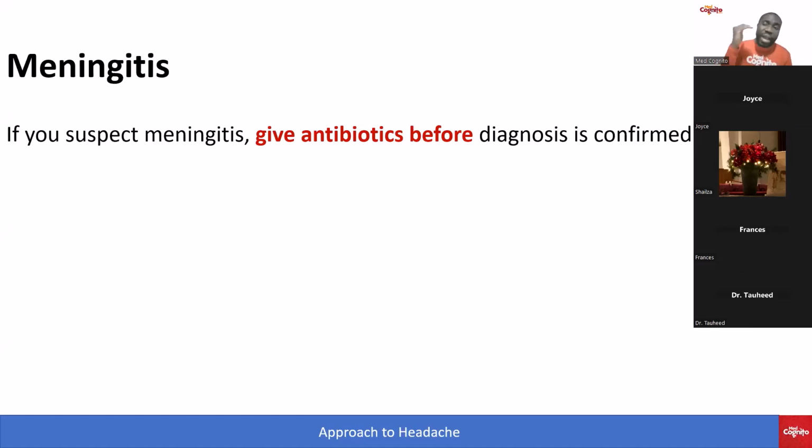If you have a patient who has symptoms of meningitis, fever, neck stiffness, headache, decreased level of consciousness, positive Kernig's sign, or in a child, positive Brudzinski's sign, start your antibiotics. Most of the time it's ceftriaxone plus vancomycin. Give some steroids. Okay, I have another question.